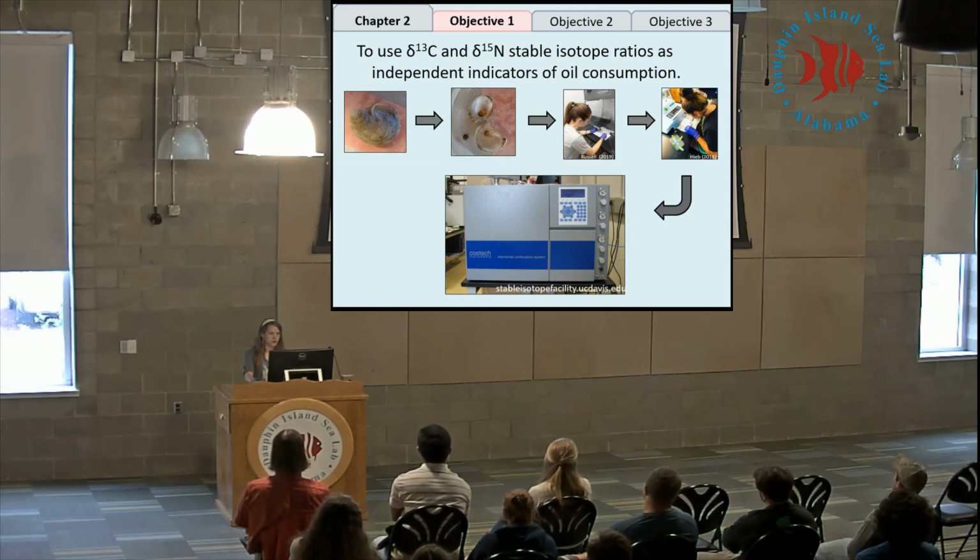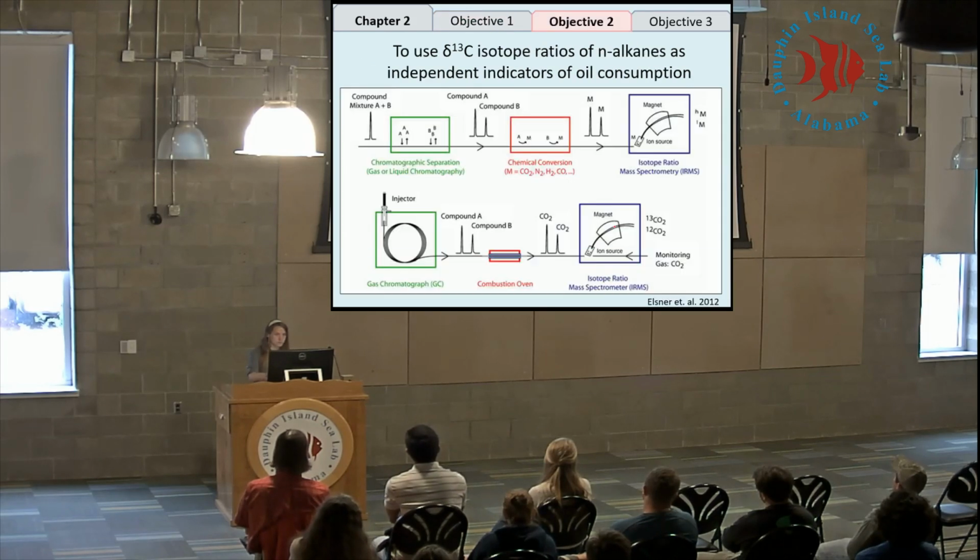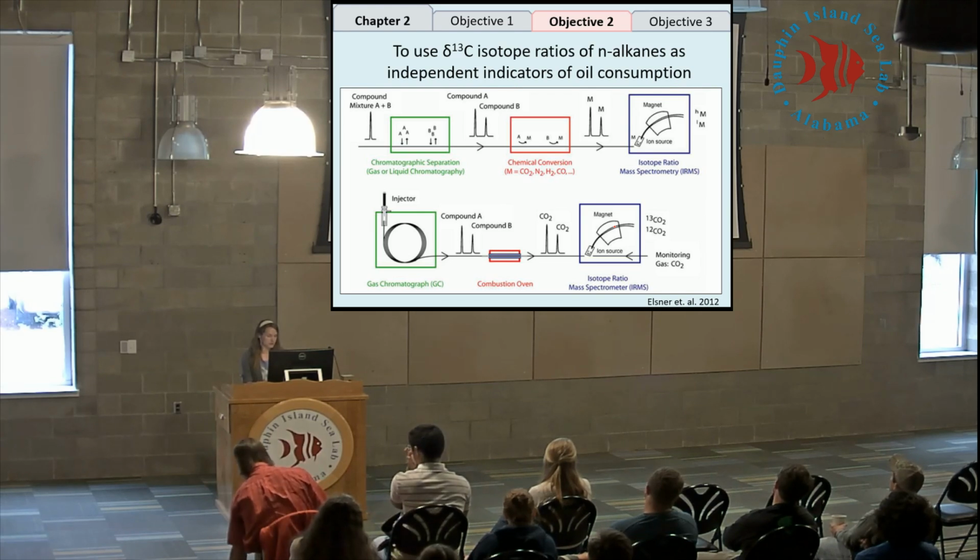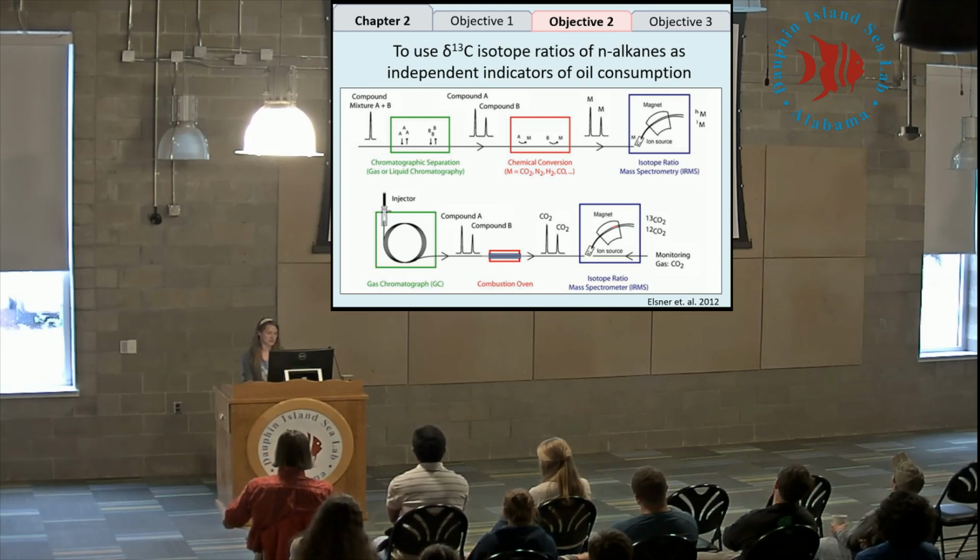For Chapter 2, I will use organic compounds to confirm oil consumption, which will support the use of inorganic tracers discussed in Chapter 1. My first objective is to look at carbon-13 and nitrogen-15 stable isotope ratios as independent indicators of oil consumption. Shells will be separated from the tissue, dried, ground, and packed for stable isotope analysis on the isotope ratio mass spectrometer at the UC Davis Stable Isotope Facility.